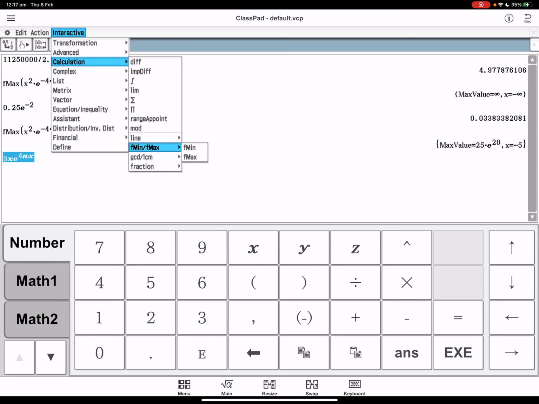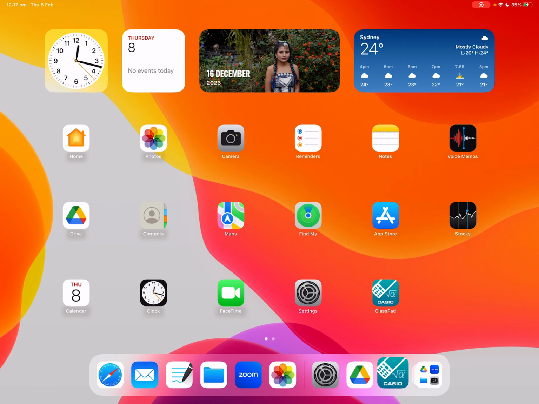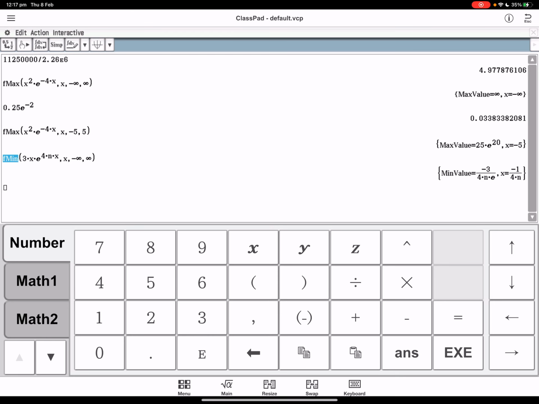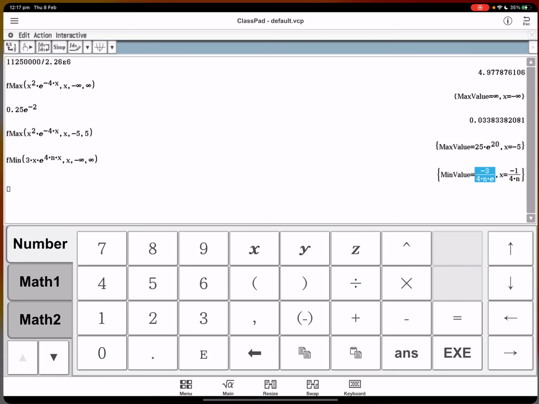F min, F max. I don't know if it's the min or the max. Oh, that looks familiar. Minus 3 on 4e n and minus 1 on 4n. So I just got lucky. I don't know if it was a min or a max. That's the way I would check if it was calc assumed. Minus 3 on 4e n, and that's exactly what we wrote.